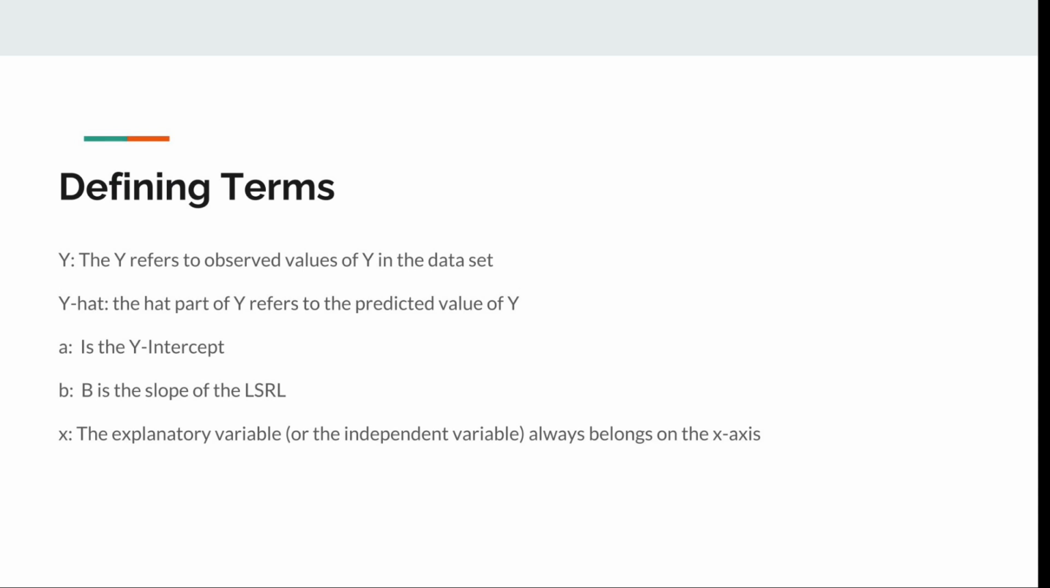Defining terms. The y refers to the observed values of y in the dataset. The y hat refers to the predicted values of y, and a is known as the y-intercept, b is known as the slope of the LSRL, and x is the explanatory value, also known as the independent variable, and it always belongs on the x-axis.